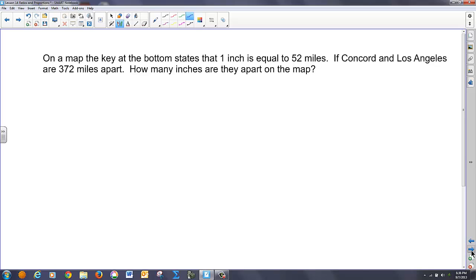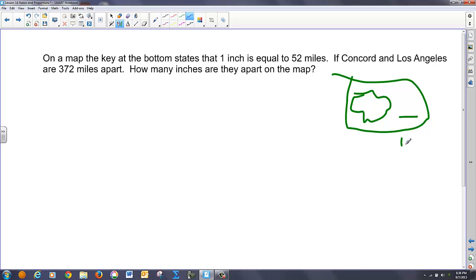Next, you got a key on a map that states 1 inch is equal to 52 miles. So if you've ever seen a map, here's a map. There's always this little slide down here, and it says something like 1 inch equals 52 miles. So what that means is that's really a proportion. It's a rate almost, but it's comparing one unit to another. So if I know that 1 inch is equal to 52 miles, then that's going to be proportional to every measurement on that map.